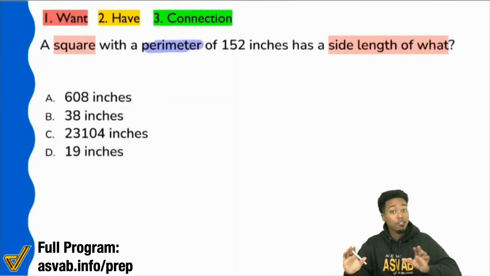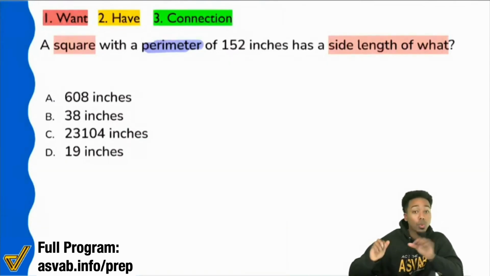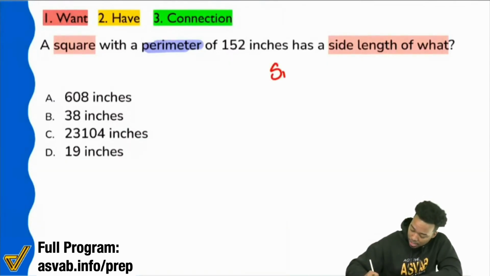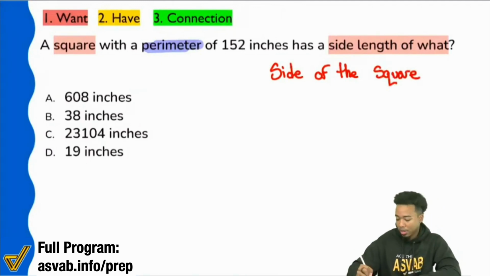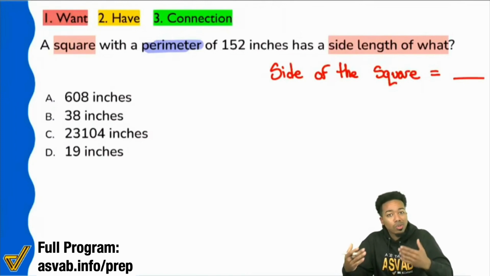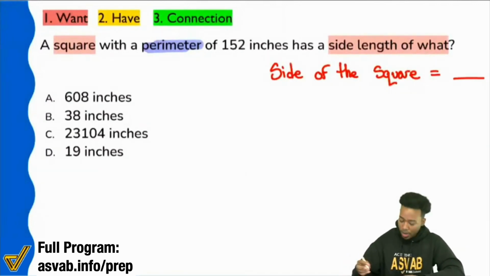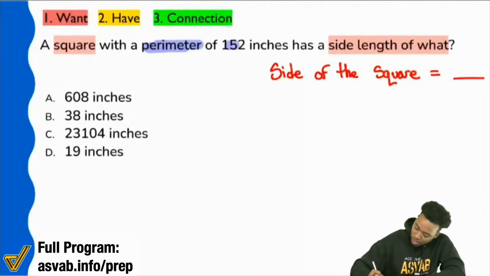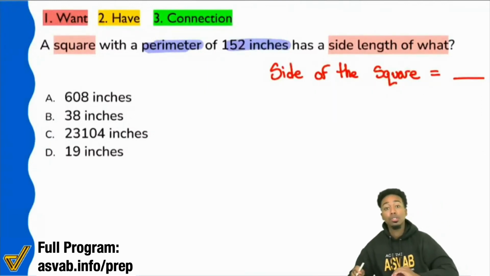So there's a lot of stuff being thrown around, especially some words here that might have a formula attached to them. But first and foremost, what do I want? I want the side of the square. That's the first thing I'm looking for. So that equals blank. Now, up next, this is where we look into the information. What information do we have to work with? What can I work with? And that's where we take a look right here, the perimeter being 152 inches.